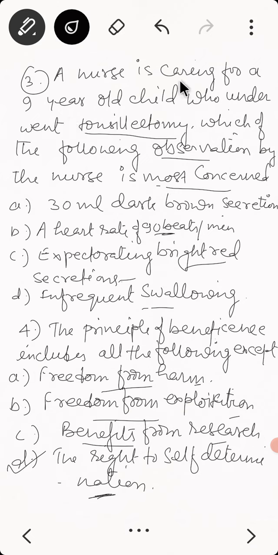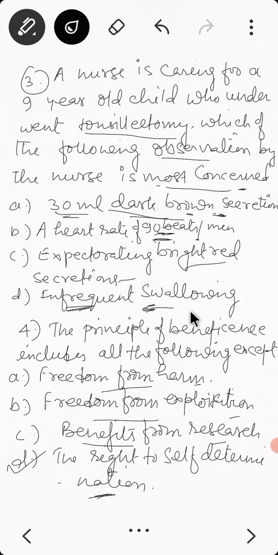Next question: a nurse is caring for a 9-year-old child who underwent tonsillectomy. Which of the following observations by the nurse is most concerning? The first option, 30 ml dark brown. Dark brown means that it can be the old collected blood. No need to be concerned that much, priority concern नहीं है. Heart rate, it's okay. After surgery, 90 beats per minute is not a big deal. Infrequent swelling, that could be there.